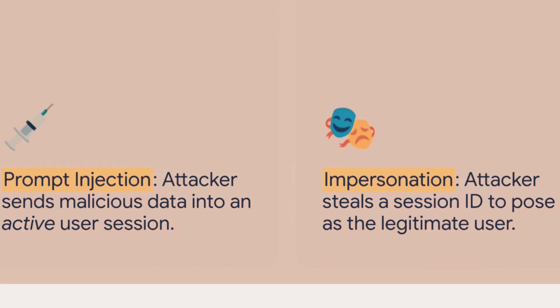Now, there are two main flavors of this attack. You've got prompt injection, which is kind of like secretly passing a note to someone in the middle of their conversation, making them say or do something they didn't mean to. Then there's impersonation, which is what we're going to focus on. That one's way more direct. The attacker steals the user's ID badge and just walks right into the building pretending to be them.